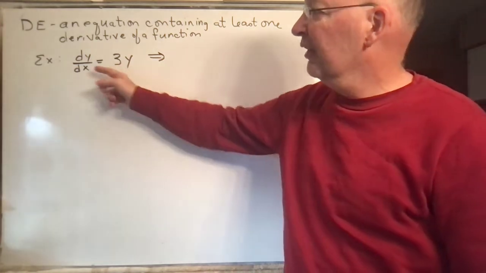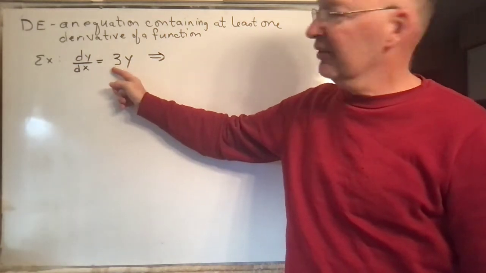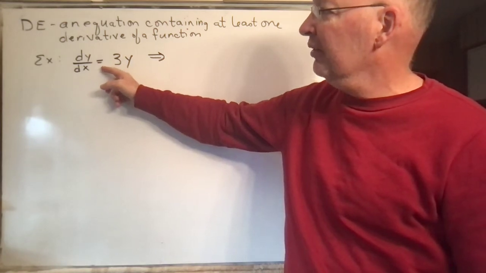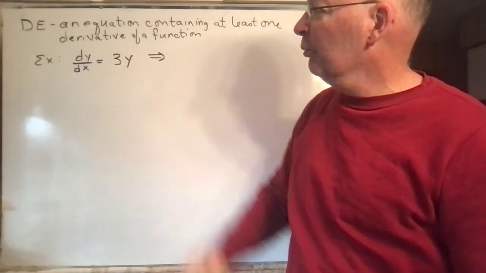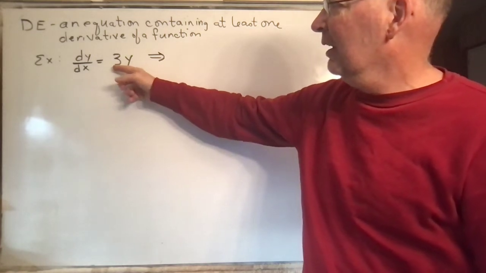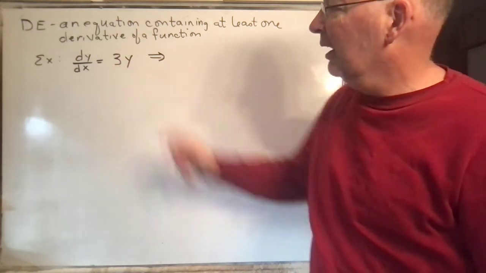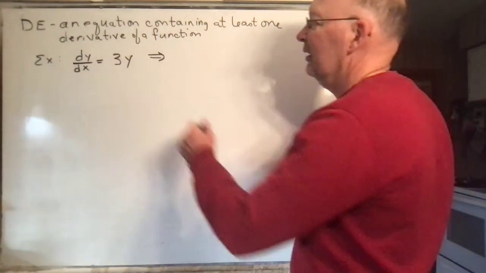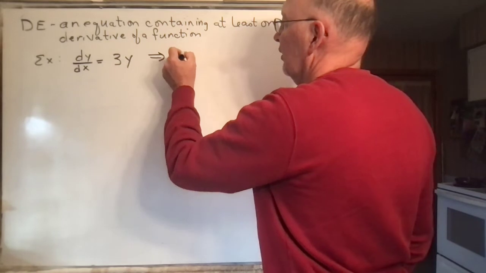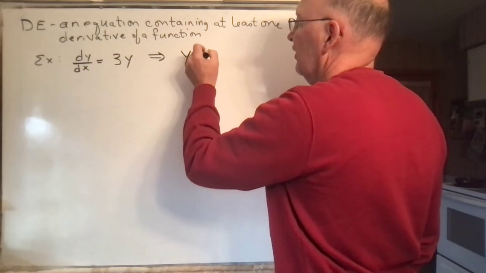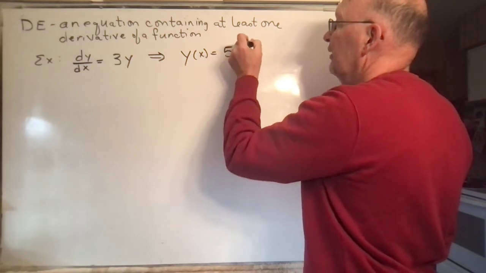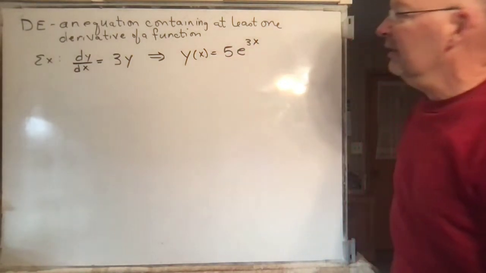So there are various things you could try. Again, I'll suggest that you push pause and see if you can figure it out on your own before I tell you. But now I'm going to assume you've done that, so I'm going to give you the answer. The one that works, and we'll get into more of this theory later, is y of x is equal to, I'll just say, 5 times e to the 3x.